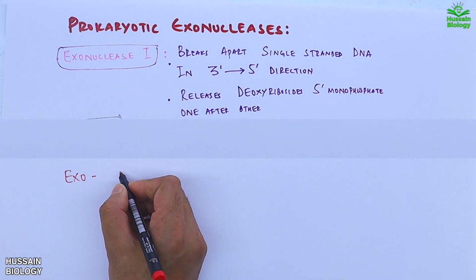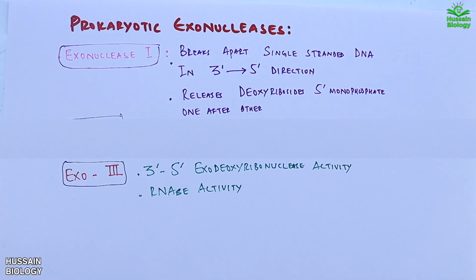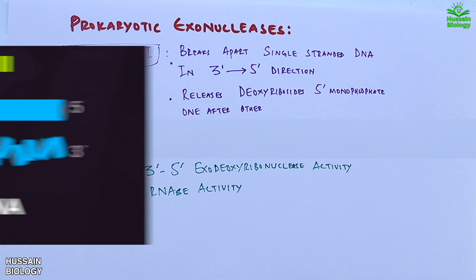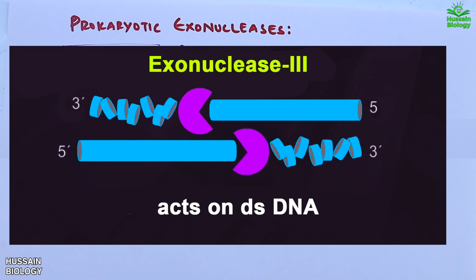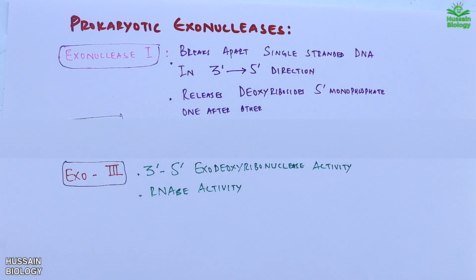Second is exonuclease 3, which acts on double-stranded DNA and removes nucleotides from the 3' end. In the diagram we can see how exonuclease 3 has degraded the double-stranded DNA from its 3' ends. And in that process we get the deoxyribonucleoside monophosphates.